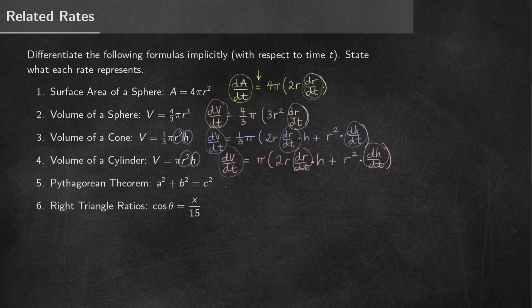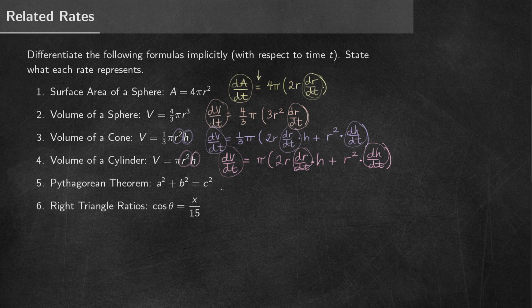Number 5, we're looking at the Pythagorean theorem. A squared plus b squared equals c squared. So a and b would be legs of our triangle, c would be the hypotenuse. So in a problem like this, instead of volume expanding or contracting, we have the size of the triangle might be expanding or might be getting smaller.